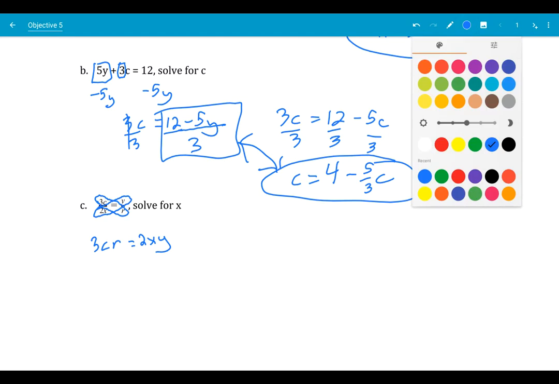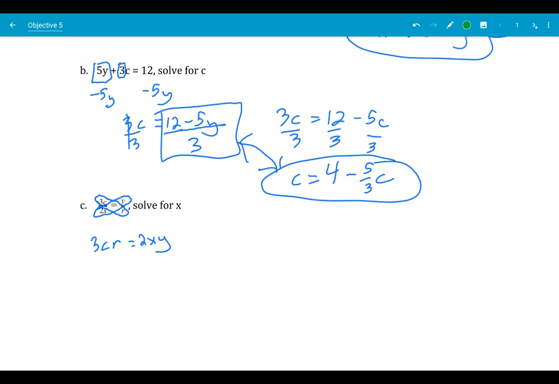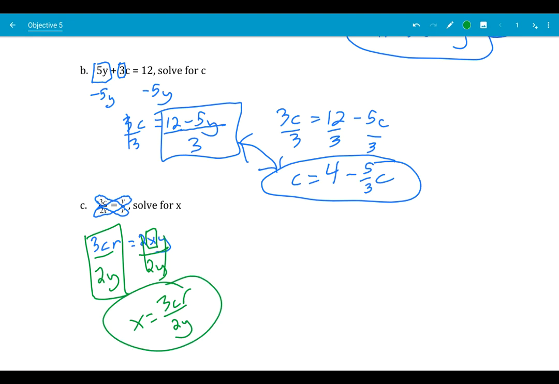Again, as a reminder, we're trying to solve for x in this one. My x is over here. 2 and y would both be considered coefficients because they're both being multiplied by x, so I can get rid of those with division. I'm going to divide both sides by 2y. Nothing cancels, and I just get x equals 3CR over 2y. So what you'll find is solving a literal equation is oftentimes very similar to what you do when you're solving a regular equation, but you're going to have variables as a part of your answer.